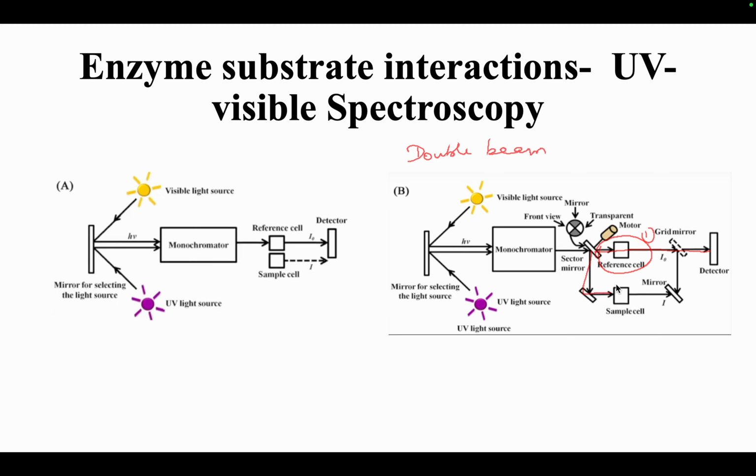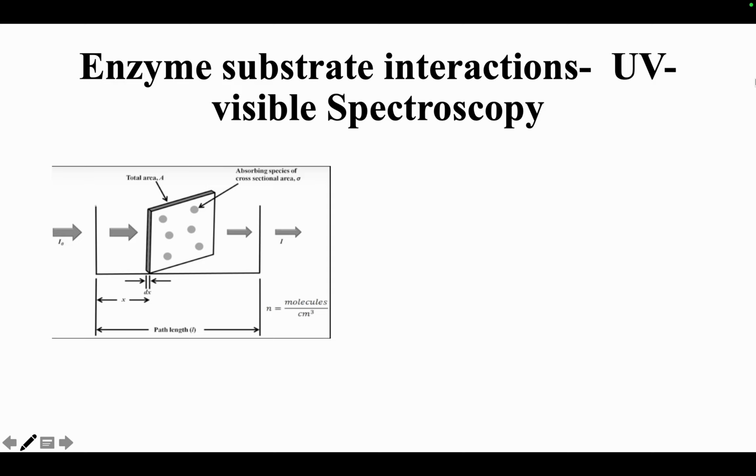So here one beam is split into two, which reduces the error, whereas in the single beam we have a reference cell, then we again have to remove the reference cell and check the absorbance for the sample. So we'll have a margin of error occurring there as compared to this. This is the advantage of having a double beam spec. The overall principle remains the same. Here also we'll apply Beer-Lambert's law.